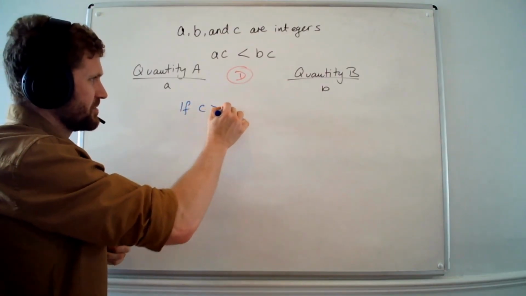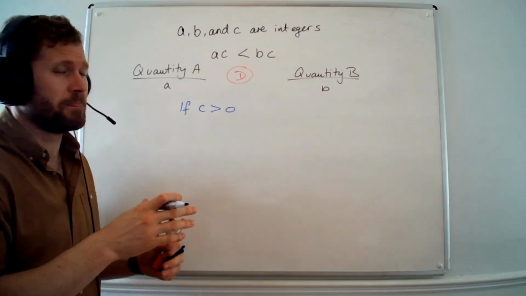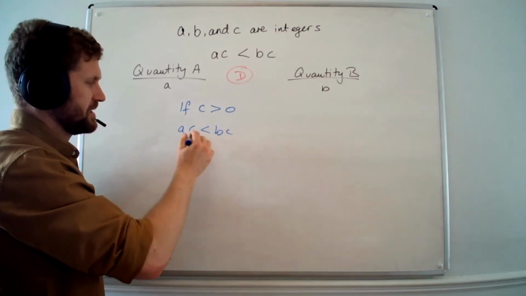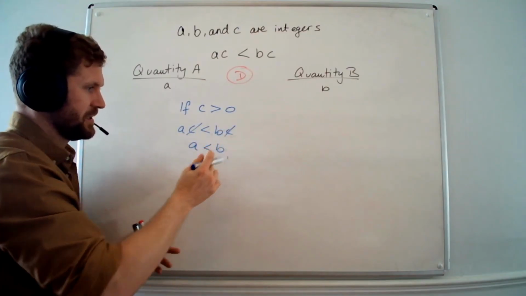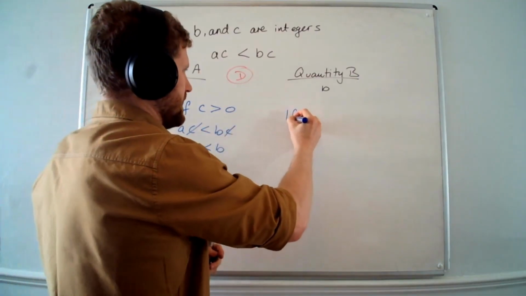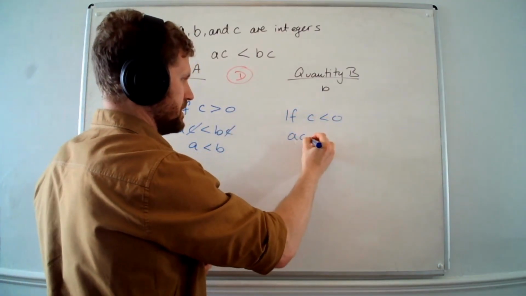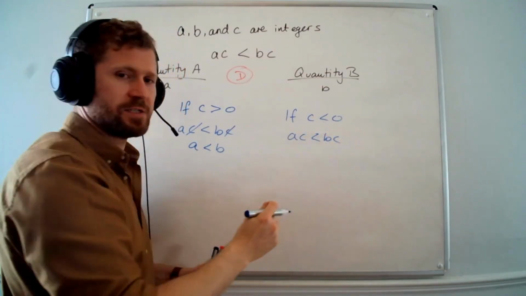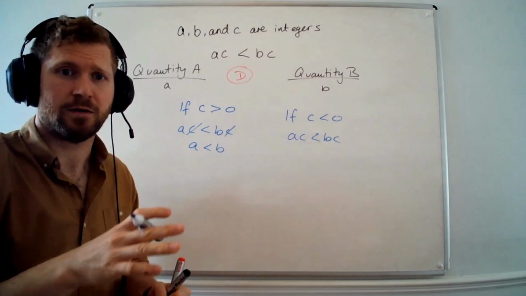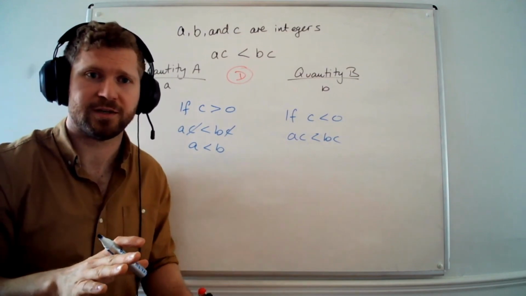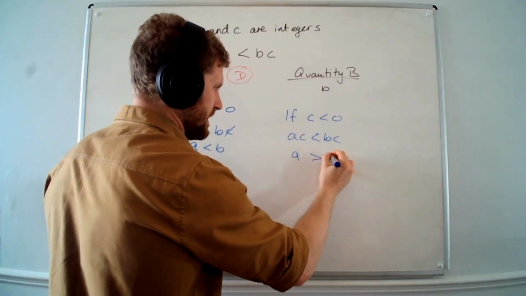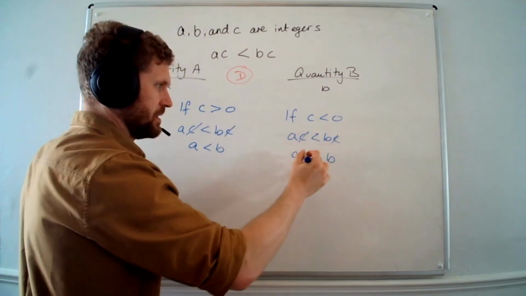Because if C is greater than 0, if C is positive, then I can divide by C and there's no problem at all. I've got AC is less than BC. I divide by C on both sides and A is less than B. Great, that was nice, that was simple. But what happens if C is less than 0? I still start with AC is less than BC, but now if I divide by C on both sides, I'm dividing by a negative number. And as we said with question 1, divide by a negative number with an inequality, I need to flip that inequality sign around. So now A is greater than B.